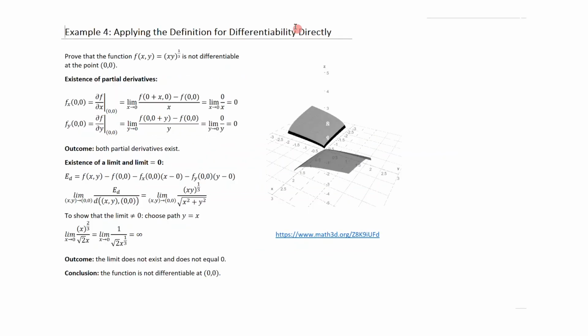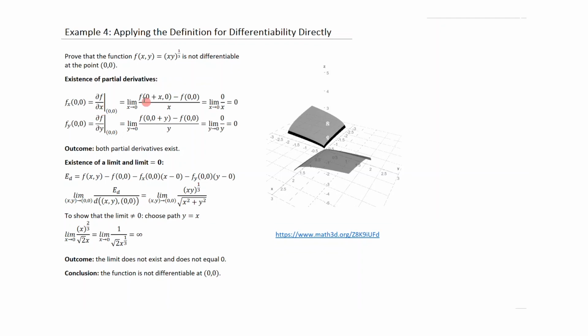All right, let's consider another example. Example 4, we're going to apply the definition for differentiability directly. In this event, we're given that the function is x times y to the power of 1/3, and we want to prove that it's not differentiable at the point (0,0). The first step is just to determine the existence of the partial derivatives, and we use the formal definition to do the computation.